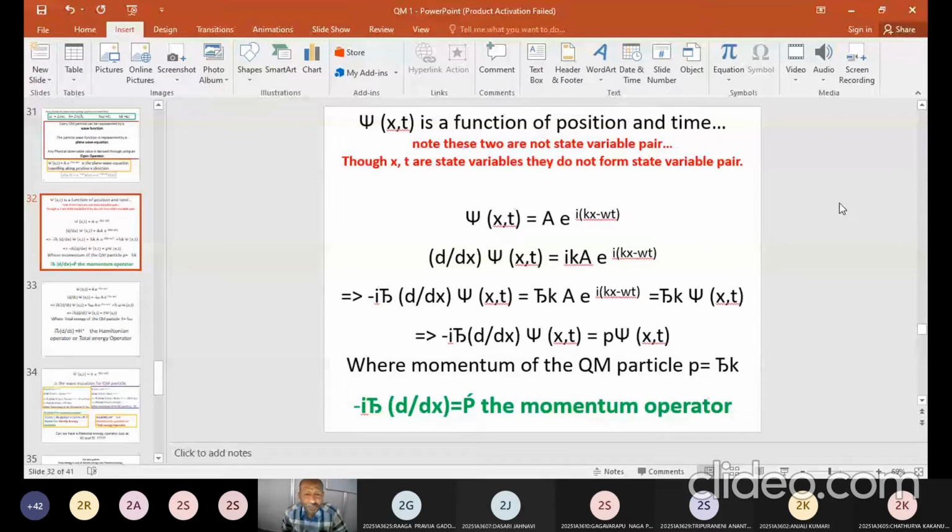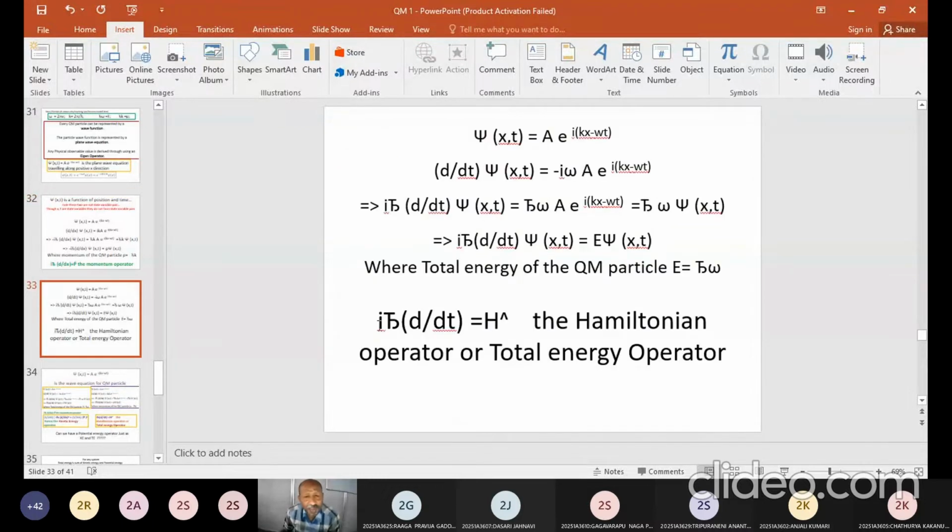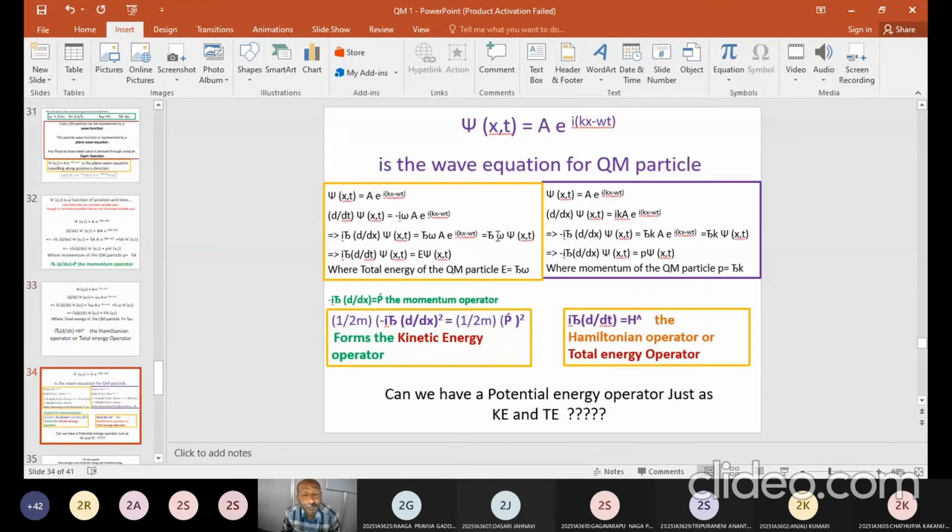So minus i h cap dou by dou x is the momentum operator, and similarly i dou by dou t is the omega operator, and i h cap dou by dou t is the Hamiltonian operator or the total energy operator. So I make use of these two things and I can determine the potential energy operator.